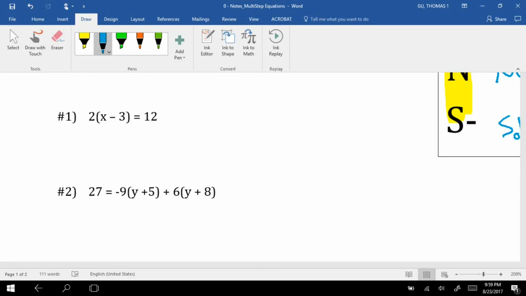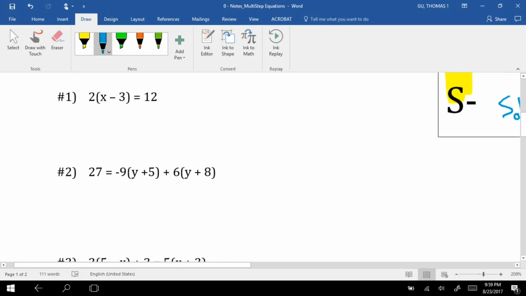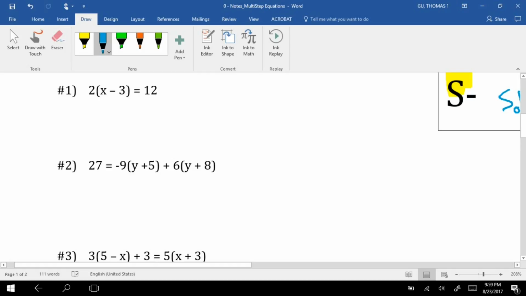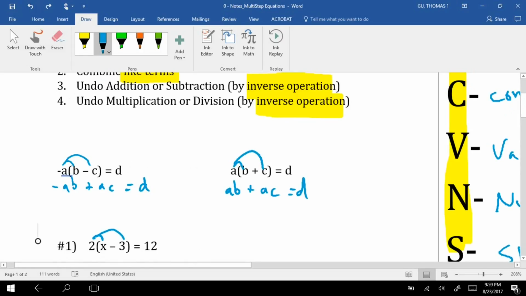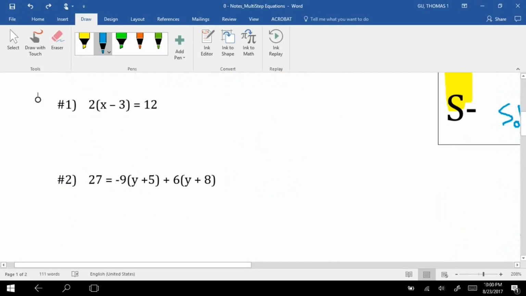Anyways, so let's go to the first question here. We got number 1. 2 times x minus 3 equals 12. What do we got to do here? We could distribute. We could do that. But you know what, guys? We're smarter than that. We remember, distribute when necessary. So this isn't necessary. What am I going to do first?